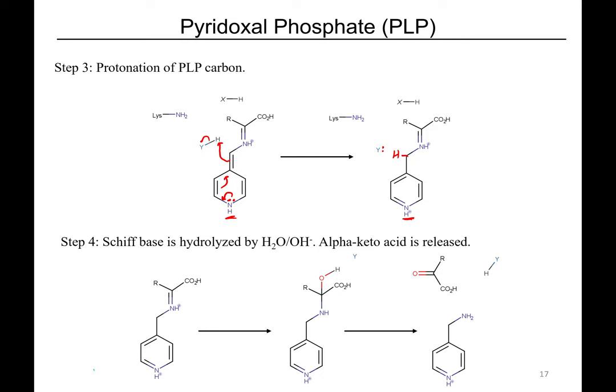In step 4, we're told that the Schiff base is hydrolyzed by water or hydroxide. Okay? So we need to show water or the deprotonated form of water coming in. So in this case, hydroxide, right? We're explicitly told that hydroxide is going to be a reactant. So if you want to show water getting deprotonated, by all means do. But if you would like to just kind of ignore that step and recognize that there's general bases that can easily do this, then that's fine too.